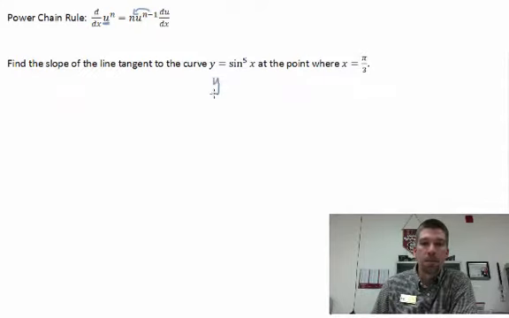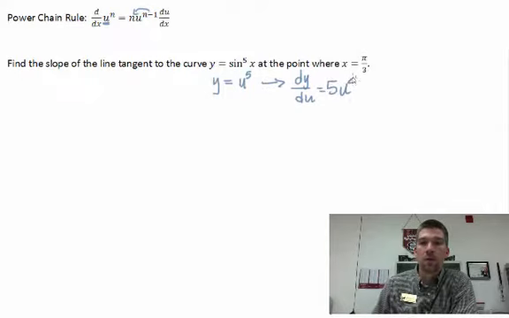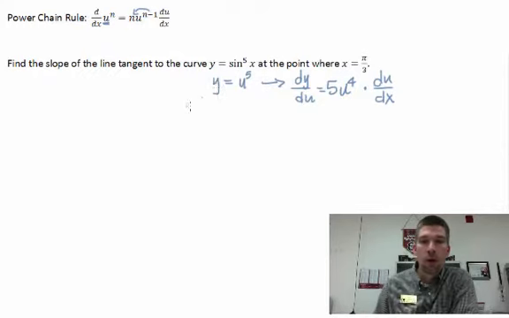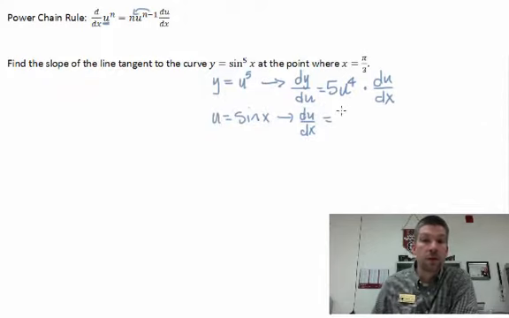Think about it this way. I want to take the derivative of u to the 5th power. Okay? And when I do that, dy/du is 5u to the 4th power. Okay, but now I need to multiply by du/dx. Well, let's let u equal sine x. So du/dx is equal to the derivative of the sine of x, which is just cosine x.